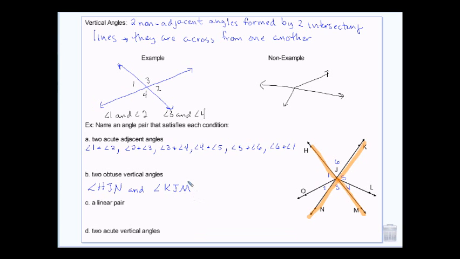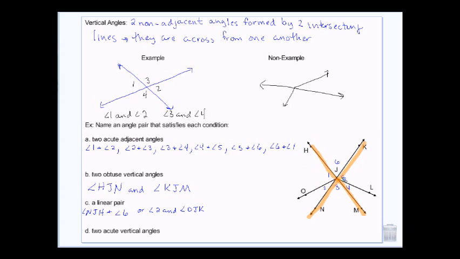Linear pair is any 2 angles that make up a straight line. Well, I have a straight line here. I have kind of 3 angles technically that make this up, so I can use any 2 bigger angles. So I could use N, J, H, and angle 6. I forgot to put my little angle mark. Or I could use angle 2 and O, J, K. So that would be the 2 linear pairs that make up this straight line.